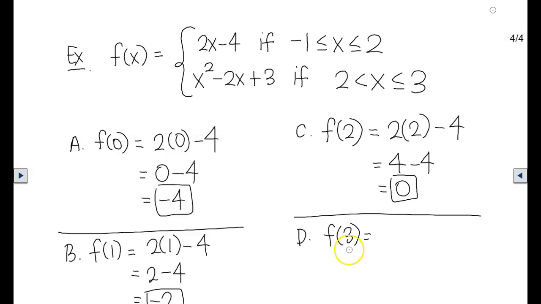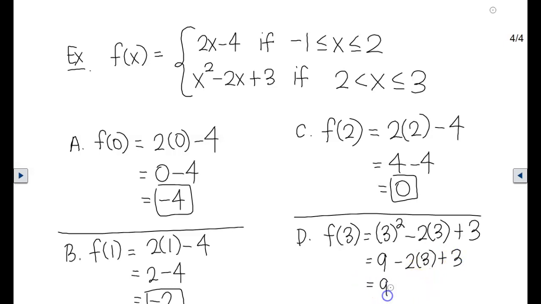I'm going to input 3 for both of these x's that I see right here. So this is going to be 3 to the second power minus 2 times 3 plus 3. Now we know we would do that exponent first, so 3 to the second power is 9, minus 2 times 3, plus 3. We would multiply next, so that would be 9 minus 6 plus 3. And then we would add and subtract left to right, so 9 minus 6 is 3. 3 plus 3 would be 6, so the output would be 6.